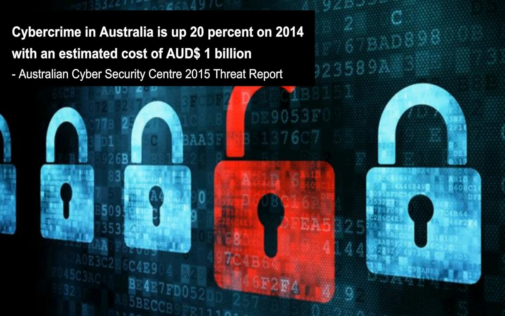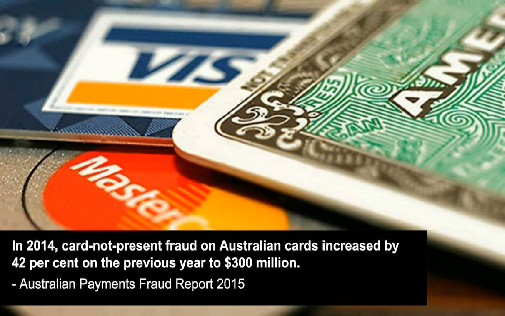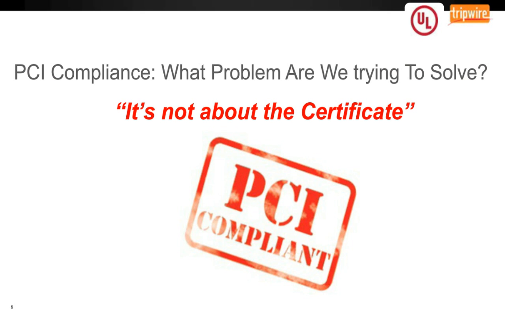In Australia specifically, cybercrime is up 20% based on 2014 figures, with an estimated cost of $1 billion. In 2014, card-not-present fraud in Australia increased by 42%. So the last sets of slides are trying to illustrate that cybercrime is something that's with us as a society and something that's on the increase. I've been doing IT for a very long time, and I must admit, when I started, cybercrime wasn't something we thought about too much at all, but it's definitely top of the mind.